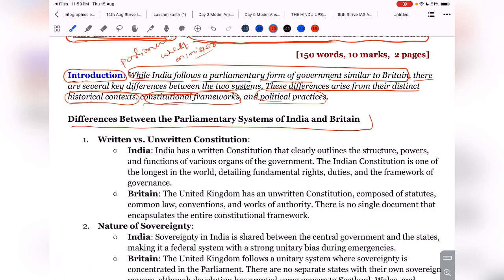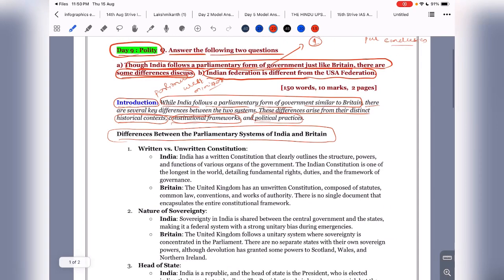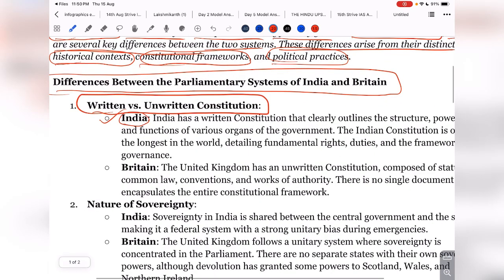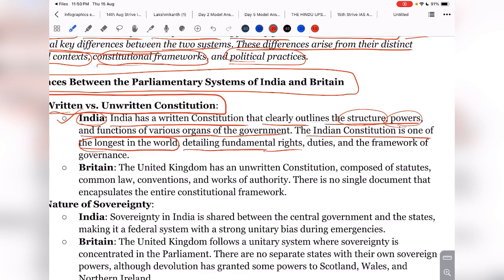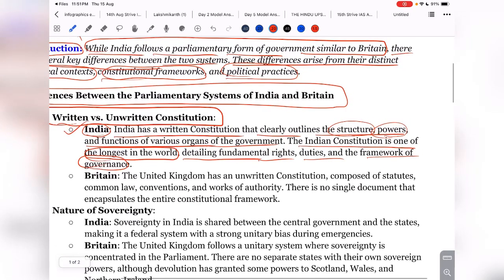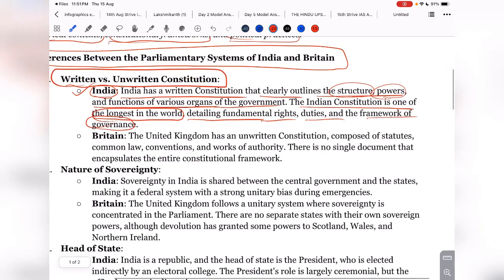Okay, so let's discuss the parliamentary system of government between India and Britain. First is written and unwritten constitution. India has a written constitution that clearly outlines the structure, power and function of the various organs of the government. The Indian constitution is one of the longest constitutions of the world, detailing fundamental rights, duties and the framework for governance. It is very detailed and contains every provision in depth. While the British constitution is unwritten, composed of statute. Statute means law made by parliament.